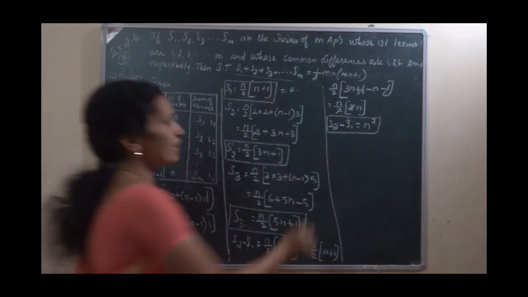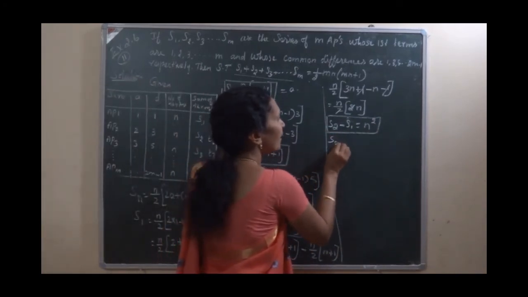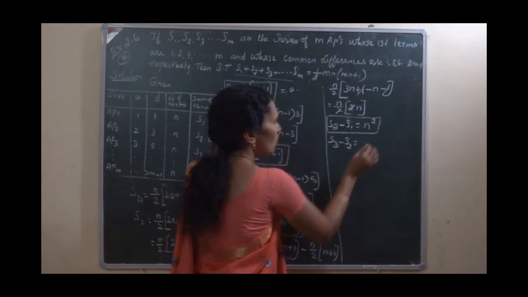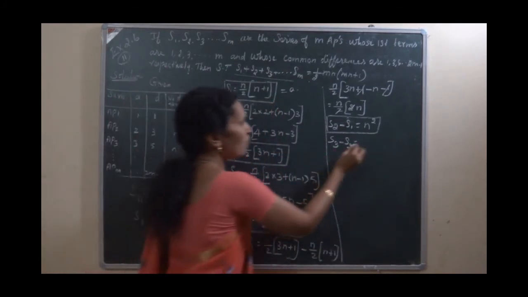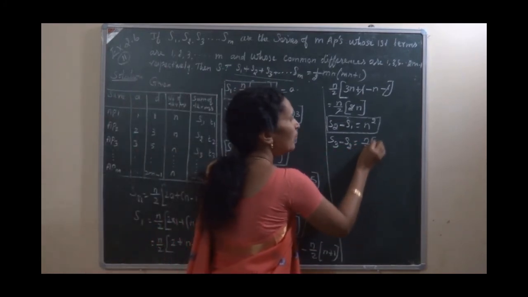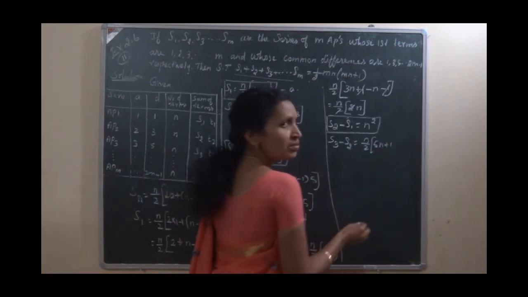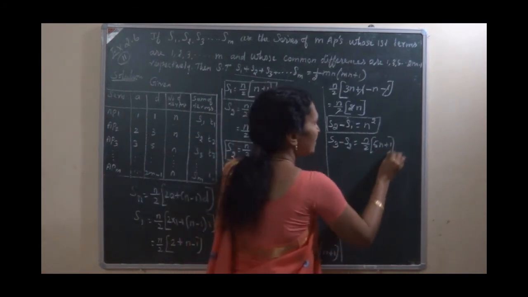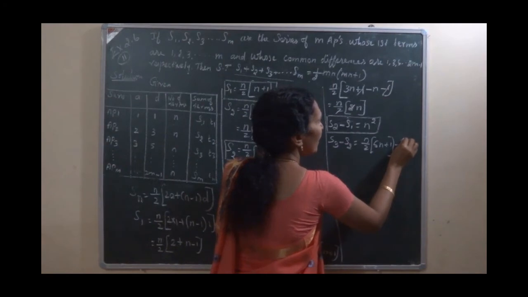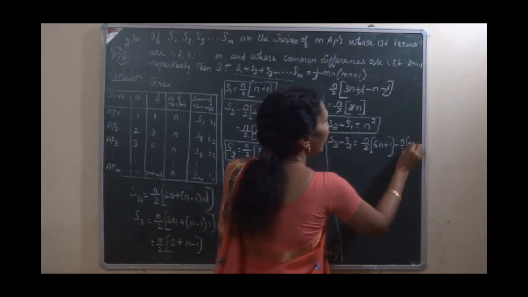Okay. Next, we have to find S3 minus S2. What's the value of S3? N by 2 into (5n plus 1) minus S2 value n by 2 into (3n plus 1).